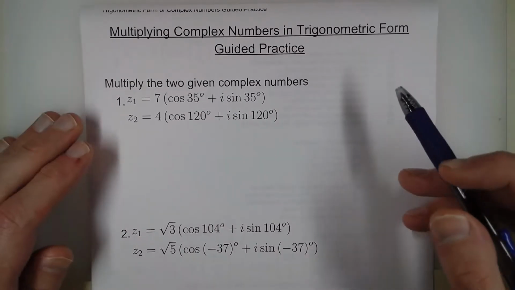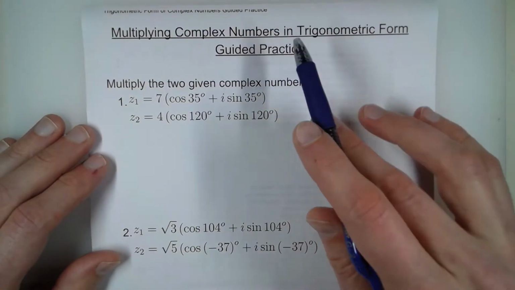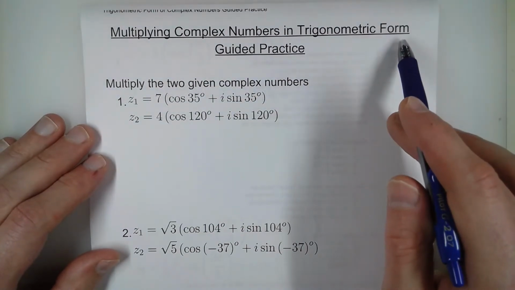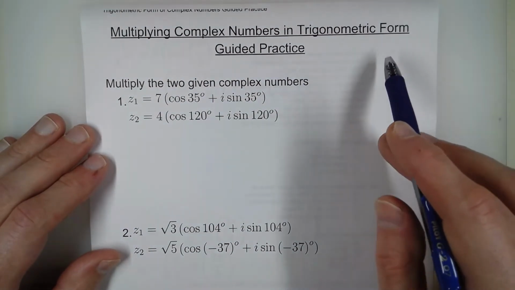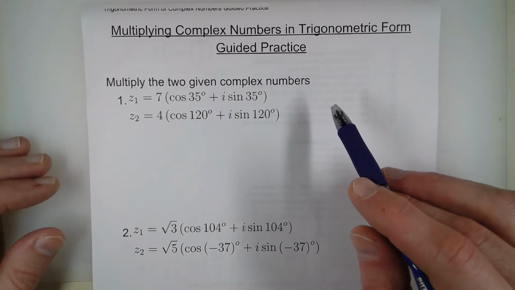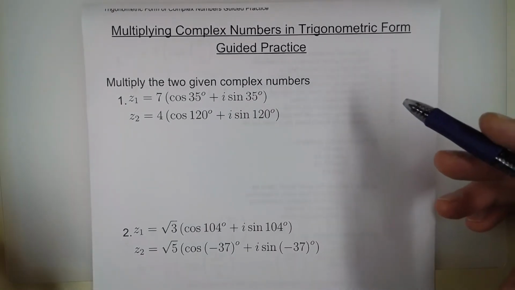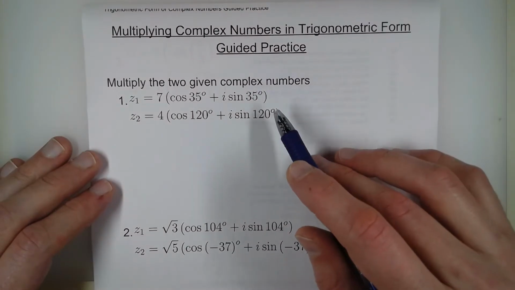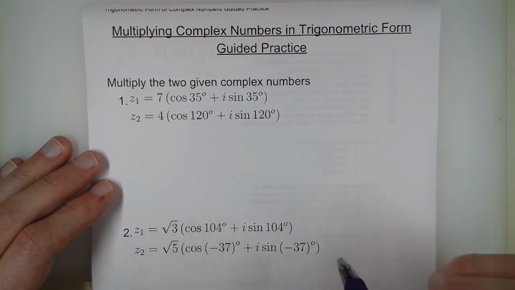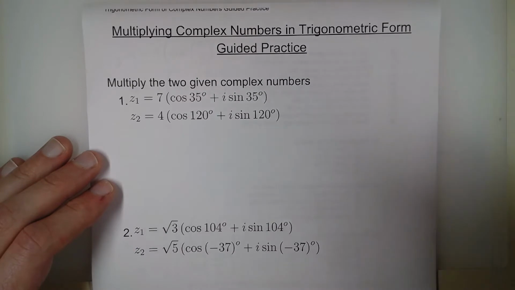Now today we're working with multiplying complex numbers in trigonometric form. So in a previous video, we talked about how to take complex numbers in standard form, that is a plus bi, and turn them into trigonometric form. But here we're going to have the numbers already in trigonometric form, and we're going to find their product.